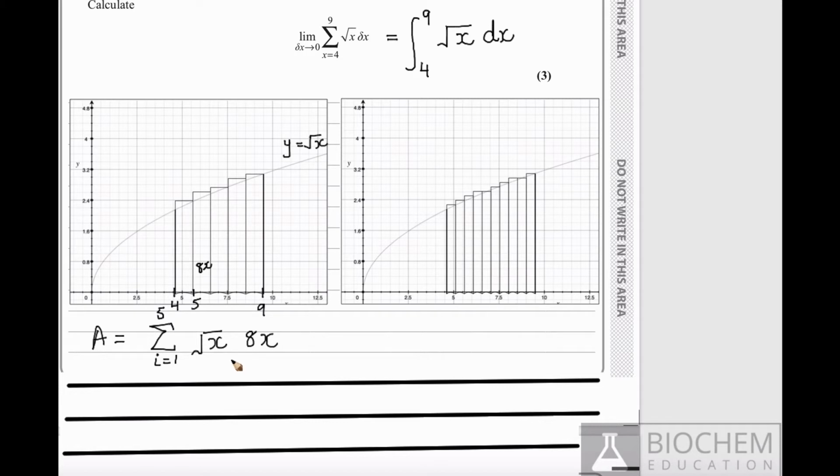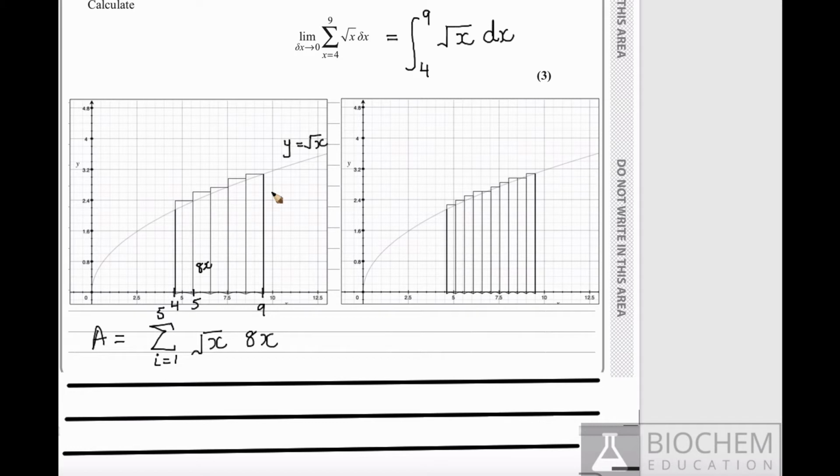But this is not an accurate value for the area under the curve between the x values 4 and 9 because some parts of the rectangles are sticking out above the curve. So we are overestimating our area. But we can get a more accurate value of this area by dividing it into a greater number of rectangles.